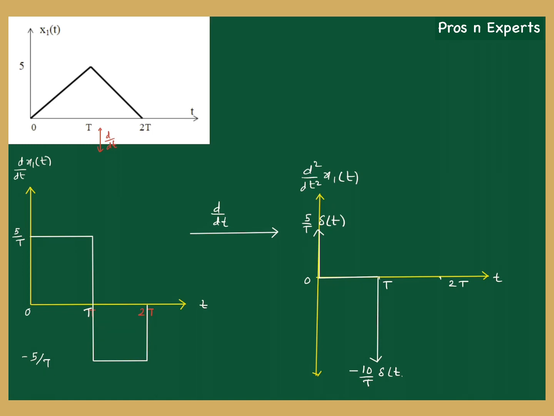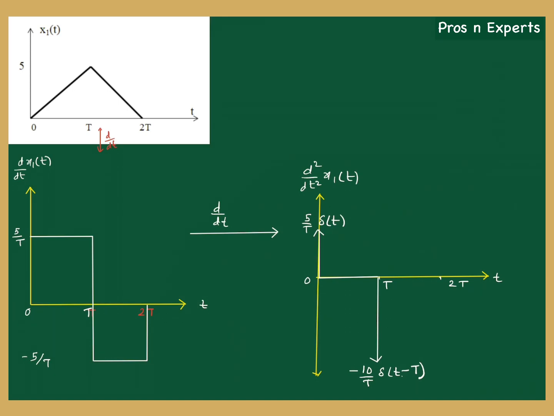Actually del of t is a signal which exists at t equal to 0. So here you cannot write del of t because it is t units shifted. So I can write it as del of t minus capital T, del of t shifted by t units. Now what happens after t and 2t? What is the slope? The slope is 0 because here it also is a straight line, so the slope is 0.